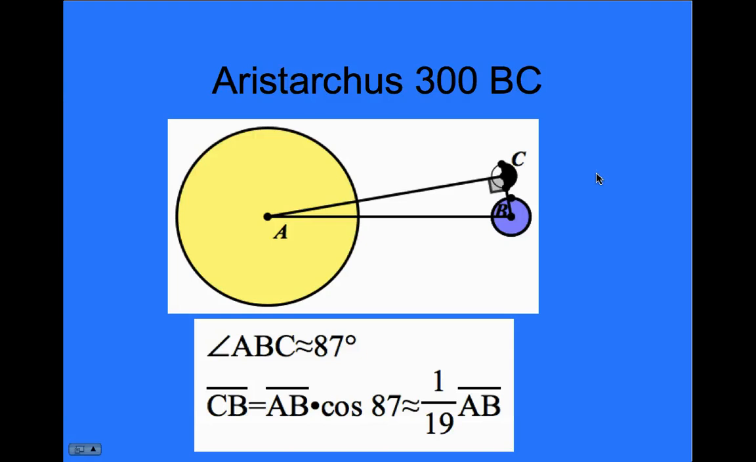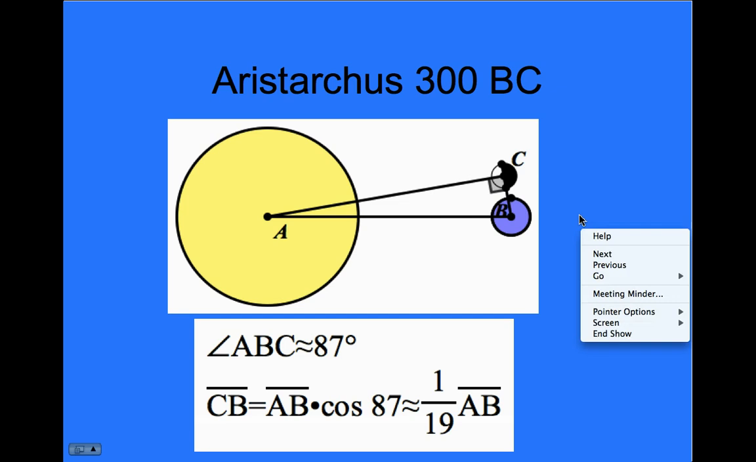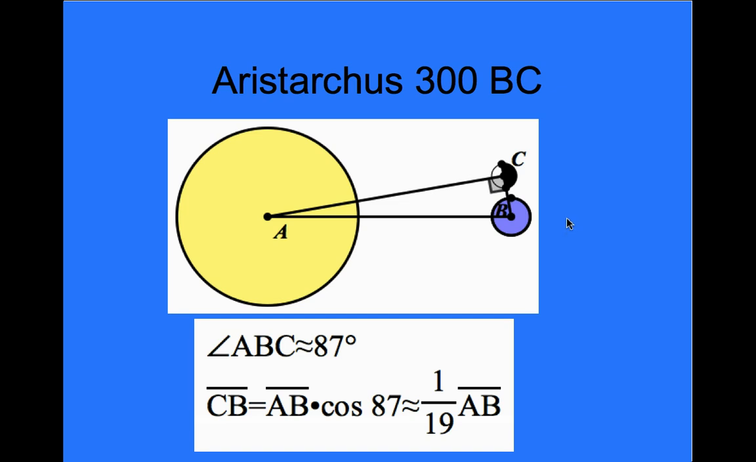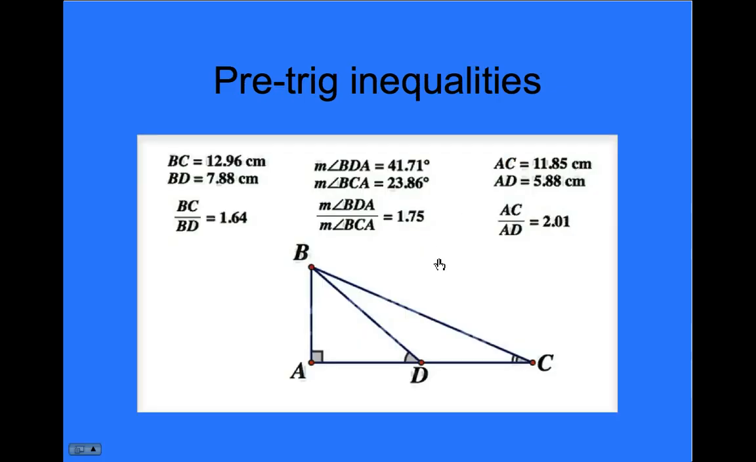Now this was off because the sun's truly 400 times further away. The sun's also 400 times bigger than the moon, which is why when we have a total eclipse, the moon seems to cover that sun. Aristarchus was off by a big factor. That angle actually is not 87 degrees, it's more like 89.5 degrees. Aristarchus said it was between 18 and 20 times as far because he didn't have cosine, he didn't have trigonometry. He just had what we'll call pre-trigonometry.